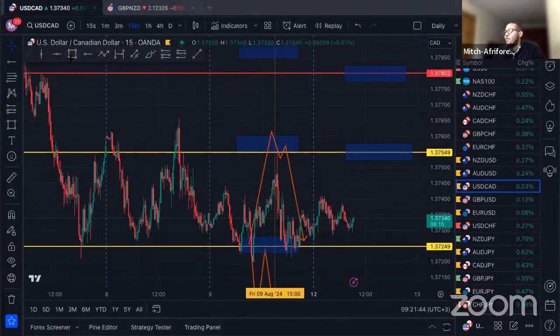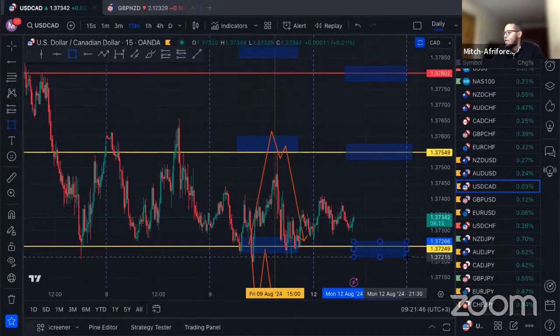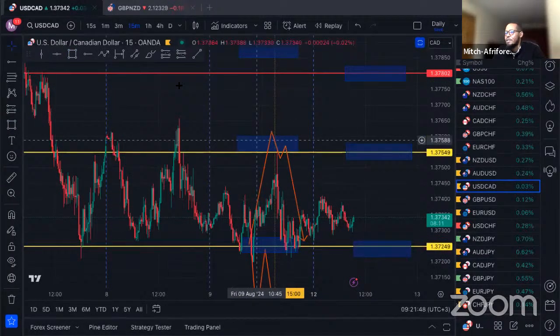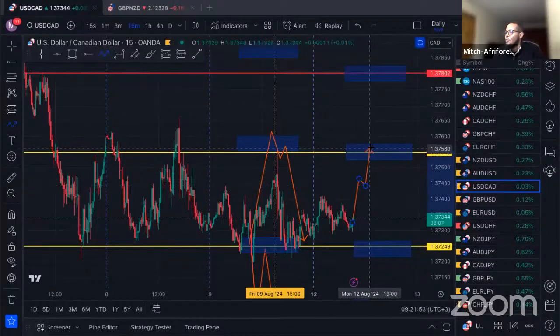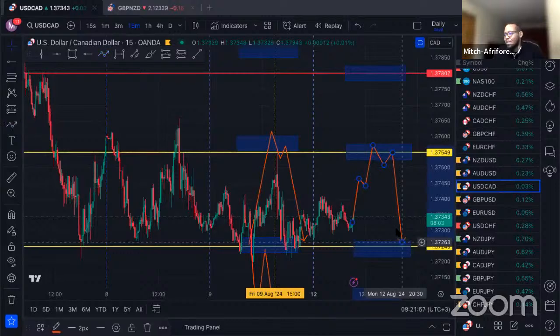So we'll still be looking for and expecting these three areas. And if we're looking for selling opportunities, remember the best place to look for sells in a range is always at the top of the range. So we'll still be waiting for a similar situation, where we're able to grab that selling opportunity right there.